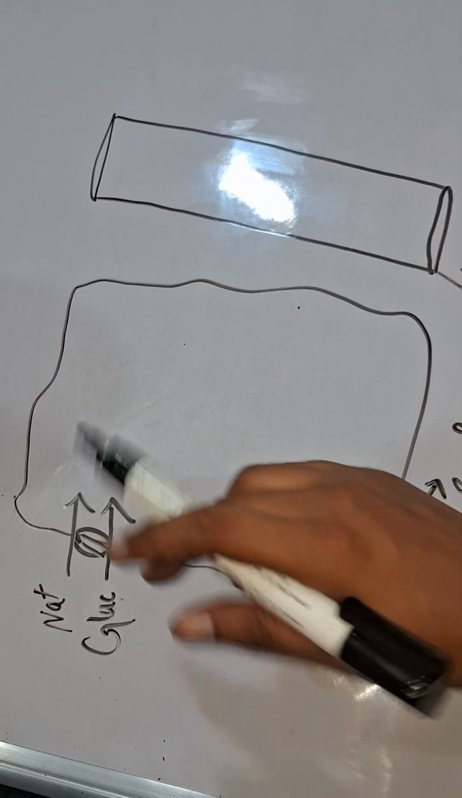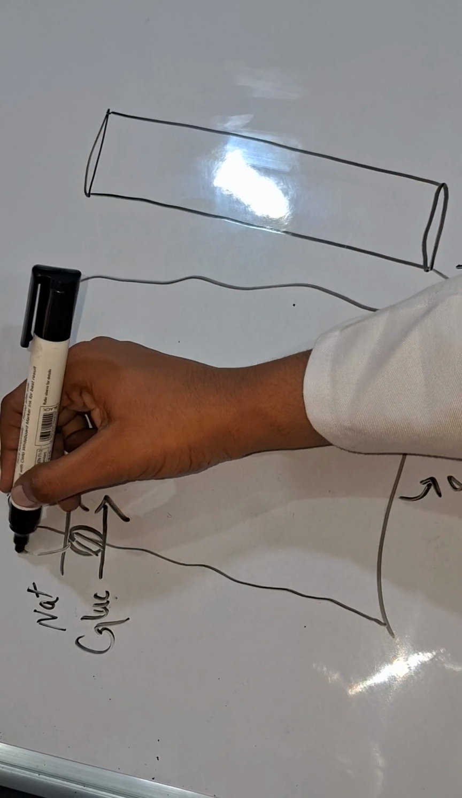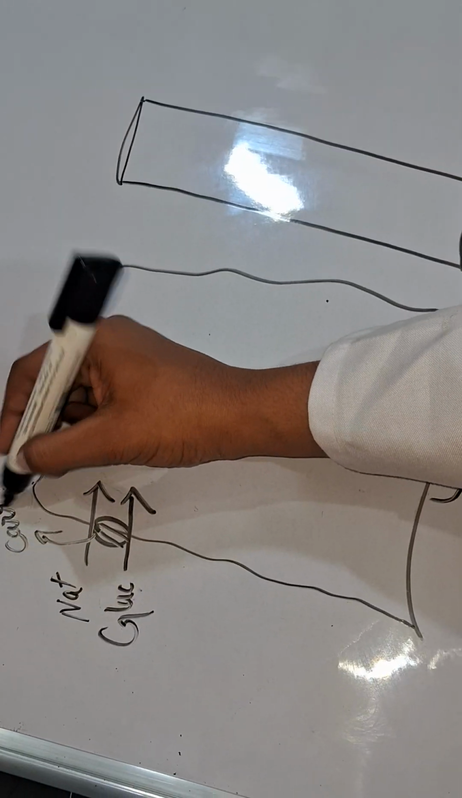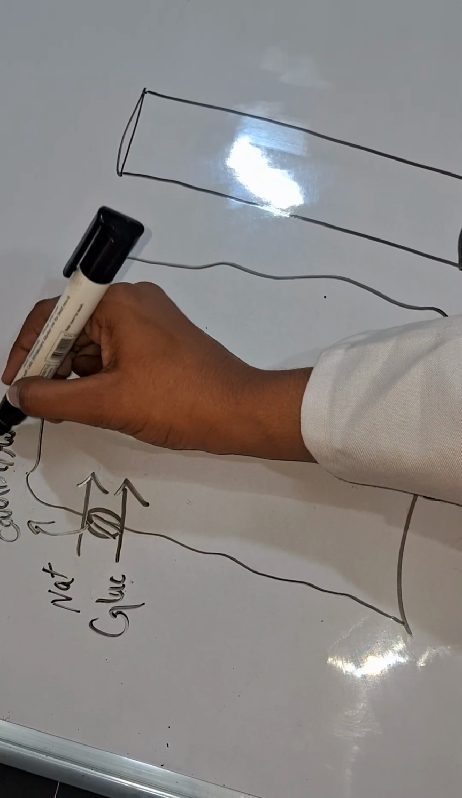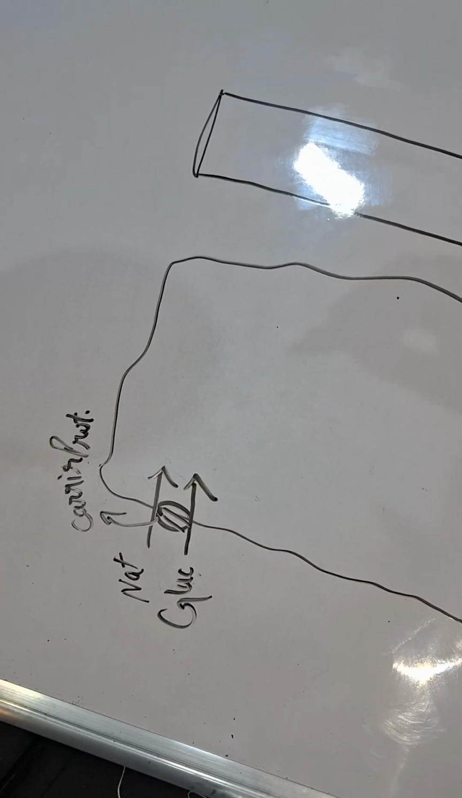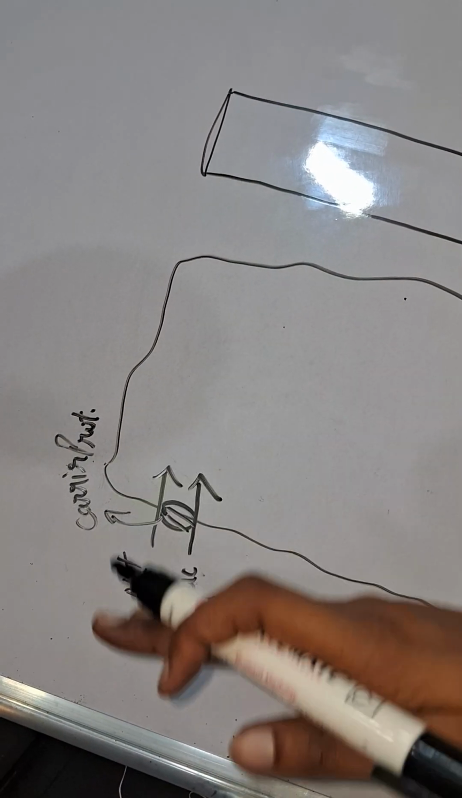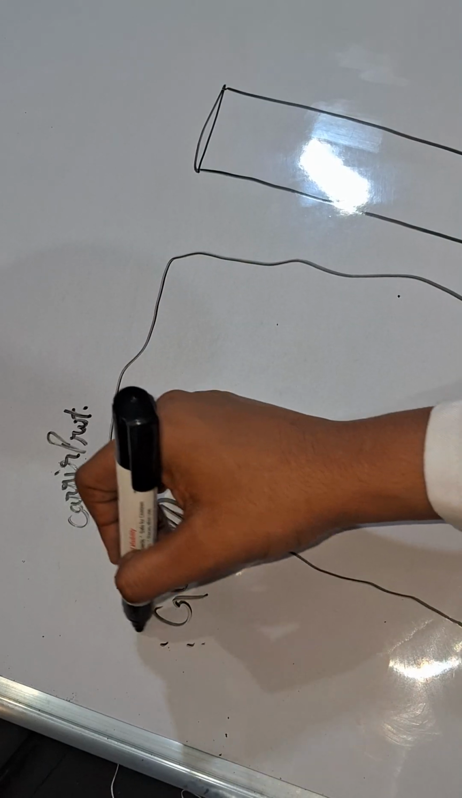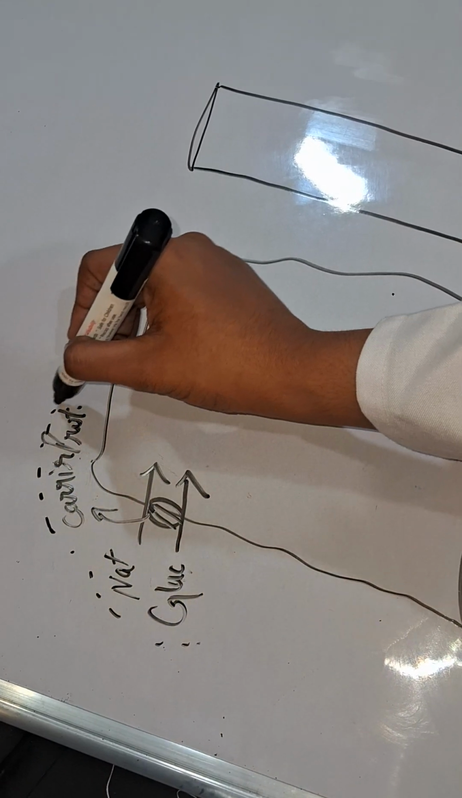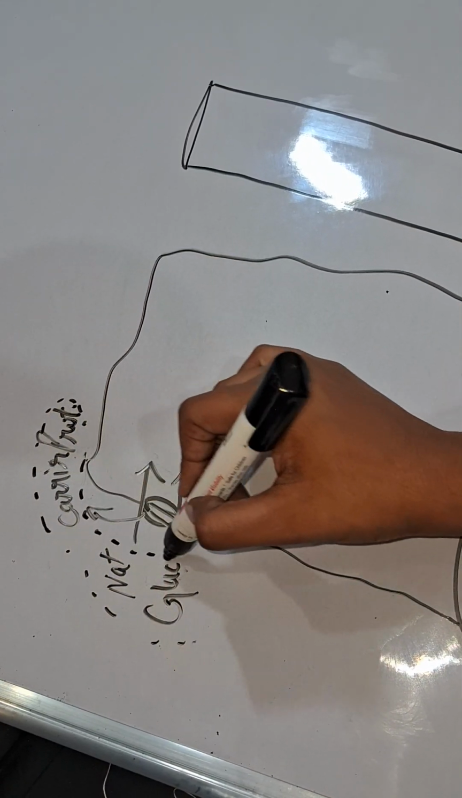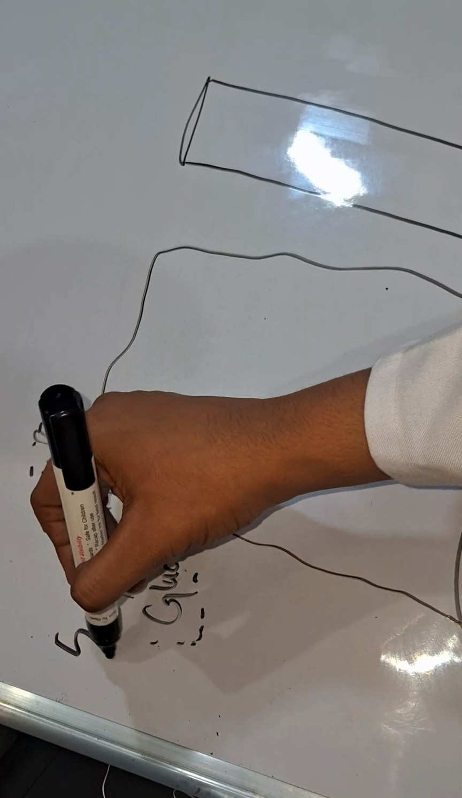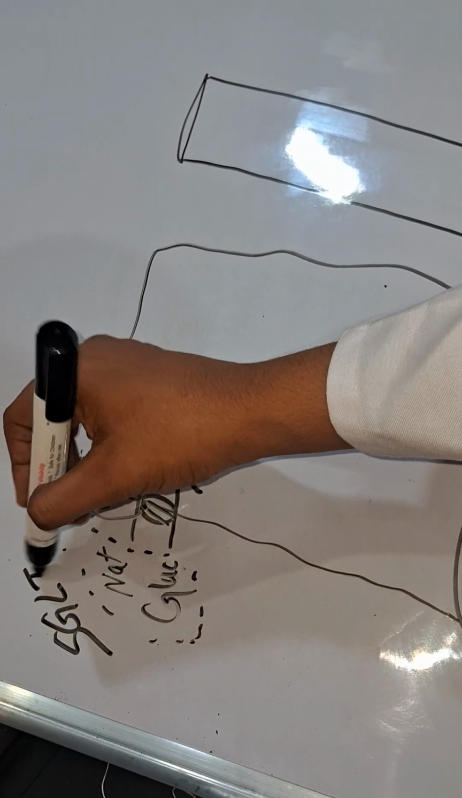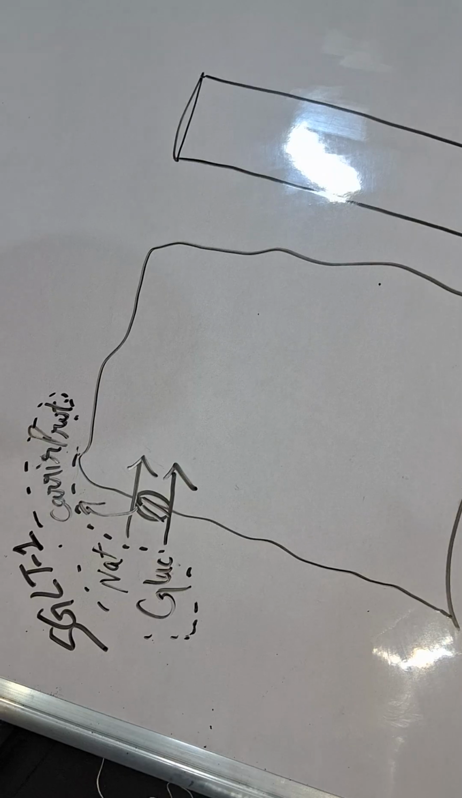Sodium and glucose getting in with the help of a carrier protein, sodium and potassium going inside a cell with the help of a carrier protein. This is SGLT1. Okay.